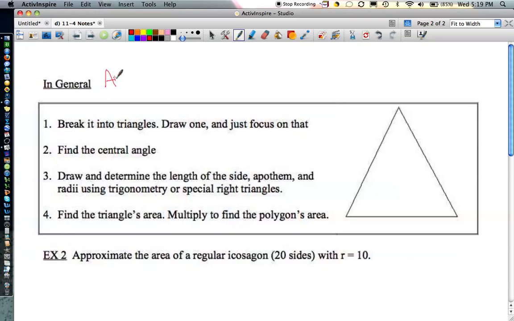In general, to find the area of a regular n-gon, you already have this on your page. Number one, you break it into triangles, and you draw one and focus on it. Second step, find the central angle. Draw and determine the lengths of the side, apothem, and radii using trigonometry or special right triangles. And then find the triangle's area and multiply to find the polygon area.